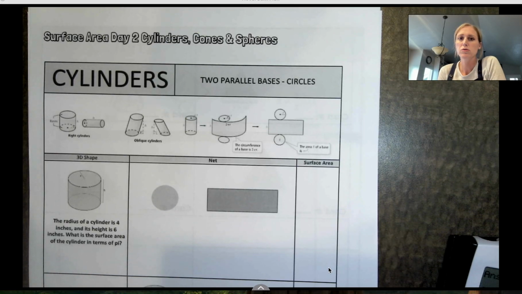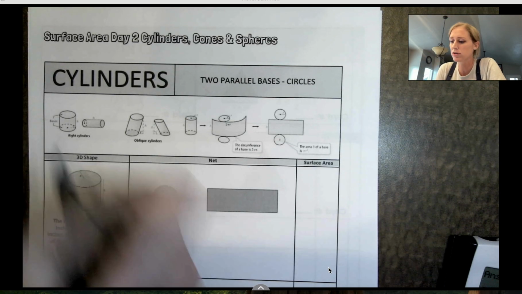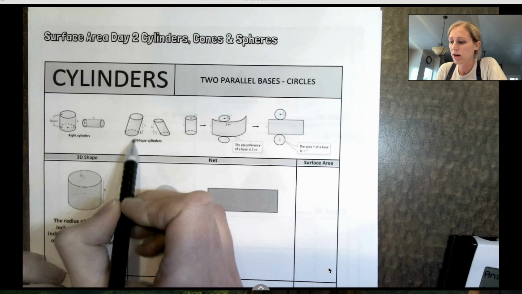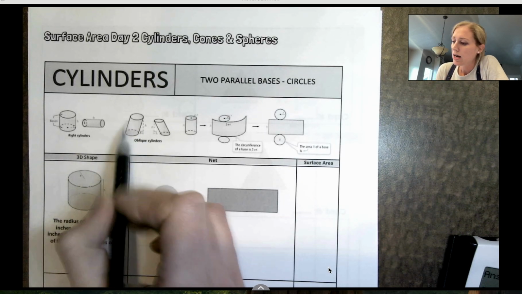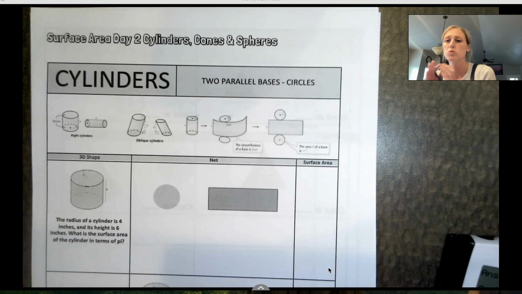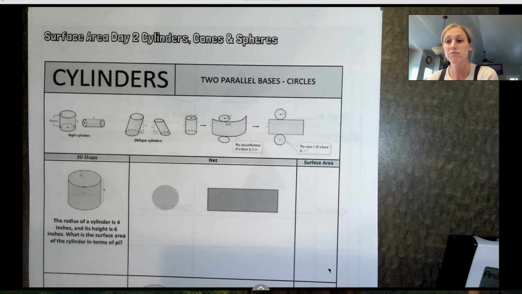In this video, I'm going to go over how to find the surface area of a cylinder. A cylinder is unique because it has that curved wraparound surface. Here's a picture of a right cylinder. These are called oblique cylinders if they're slanted. Basically, we're going to break the cylinder into its different faces.